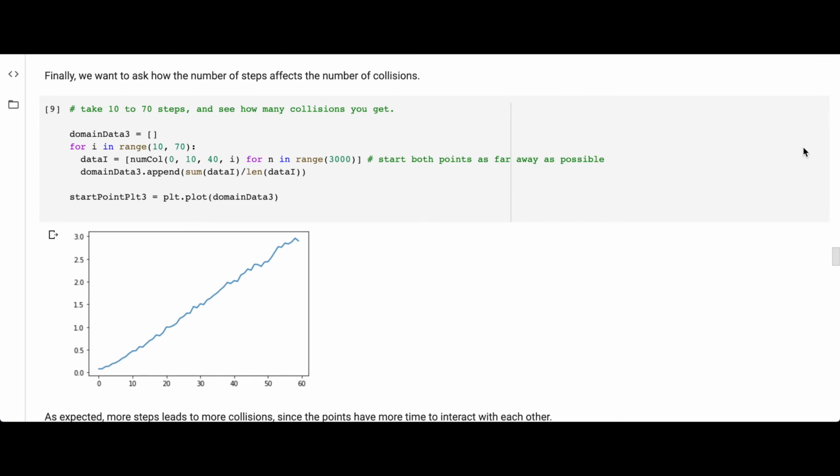We see from the graph that when we let the points walk for longer, we get more collisions in a near linear pattern, but this is expected.